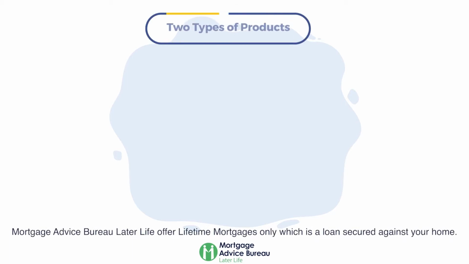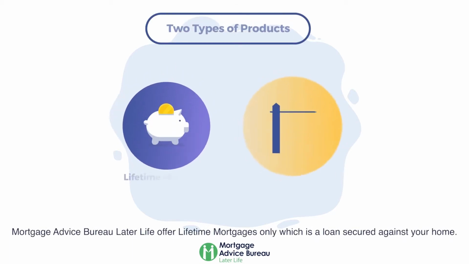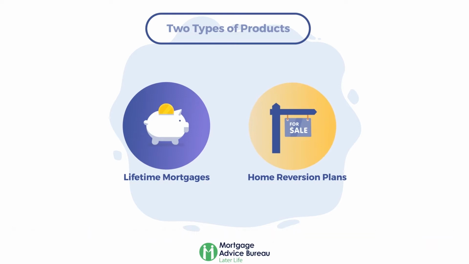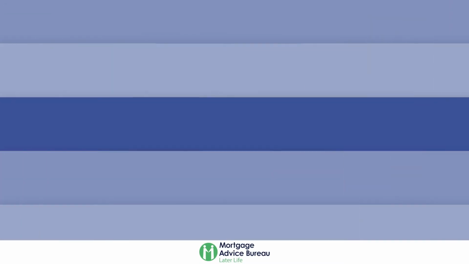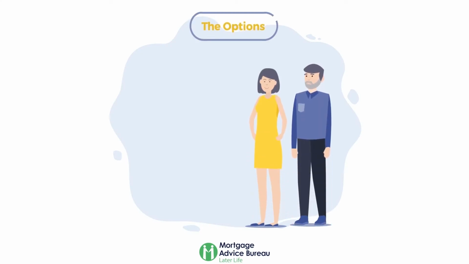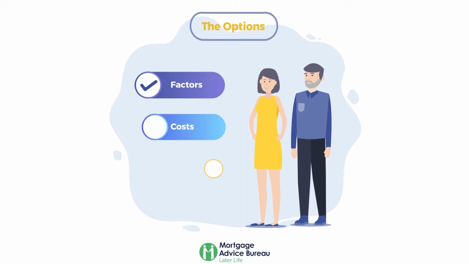There are two main types of equity release products, which are called lifetime mortgages and home reversion plans. Lifetime mortgages are where you take a loan against your property. Home reversion is where you sell a part or all of it. It is important, if you are considering any form of equity release or borrowing, to look at your options carefully, comparing all the factors, costs, and legal aspects.